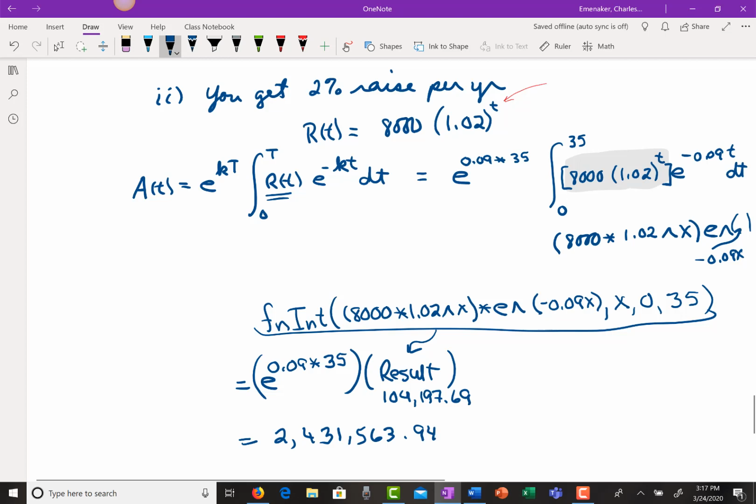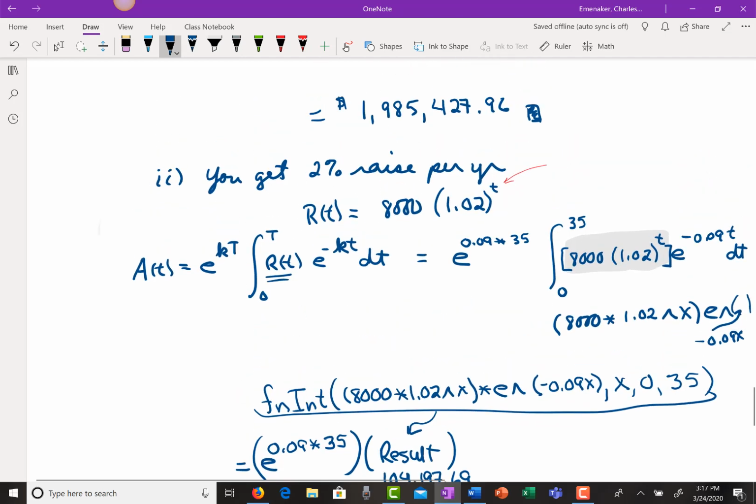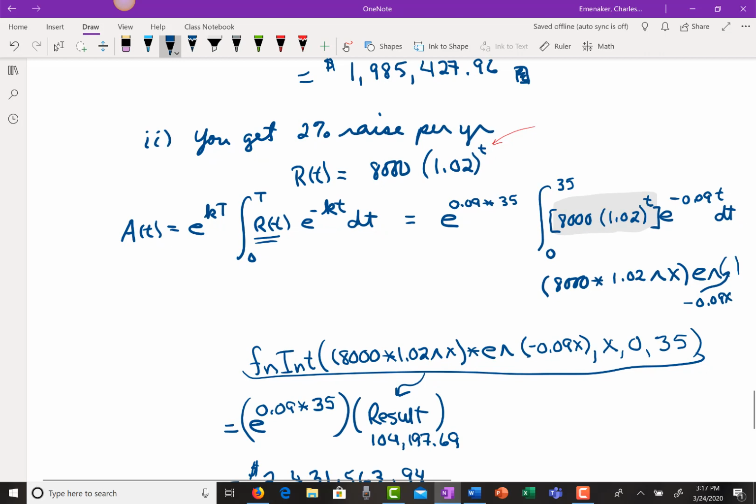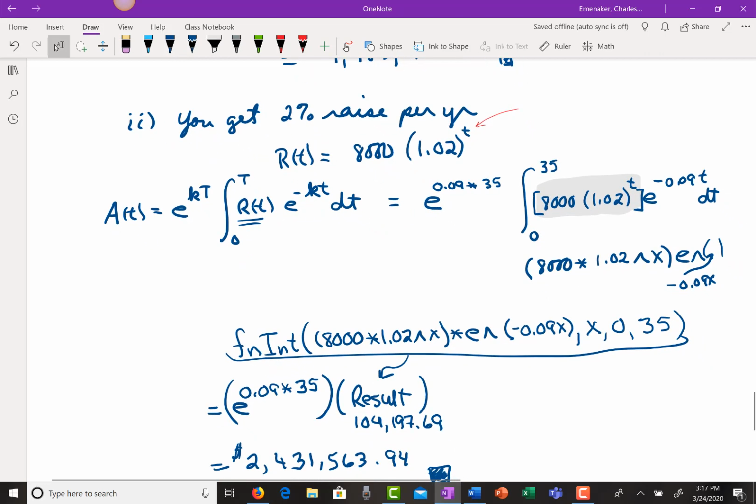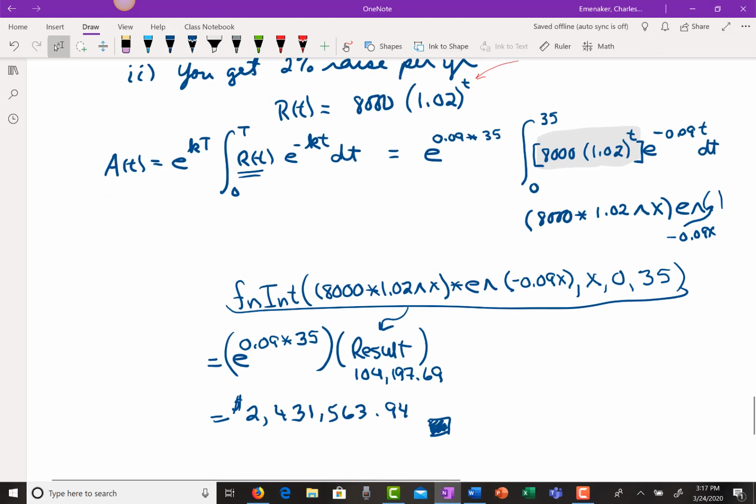$2,431,563.94. Now recall that the first example I mentioned to you was going to be low because it's assuming you're just putting the money in once a year and you never get a raise. This is assuming a 2% a year, and it's assuming that you're putting it in every couple of weeks. The difference is about $500,000. Okay, you go from 1.9 million to 2.4 million. That's about an extra $500,000.